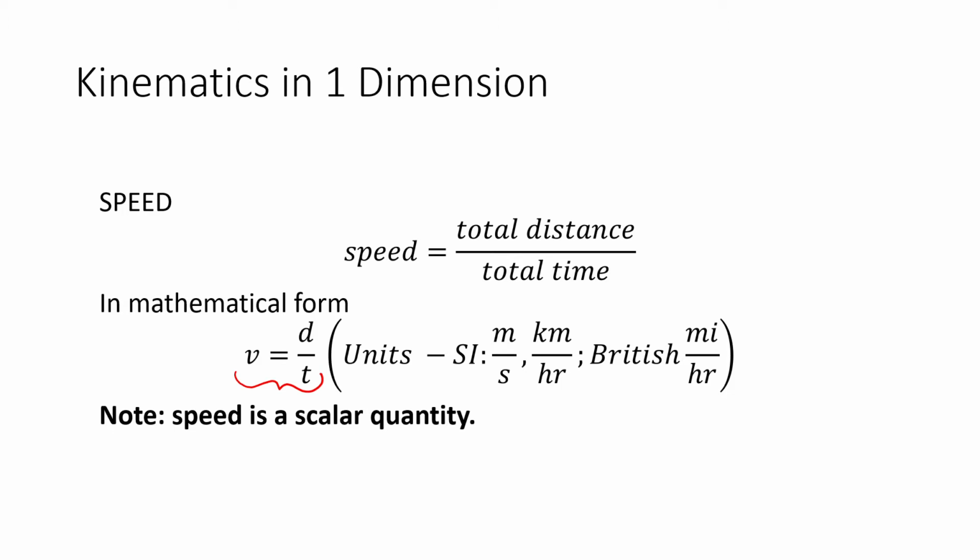Now, what are the units of speed? Well, in the SI system, these will be the units of distance over units of time, which are generally meters per second. If we're talking about a larger speed, generally we use kilometers per hour. And in the British system, we generally use the very familiar miles per hour, for example, when we talk about the speed of a car. Now, the important thing here is that speed is a scalar quantity. That means that it's described only by one number, and it does not have a direction associated with it.